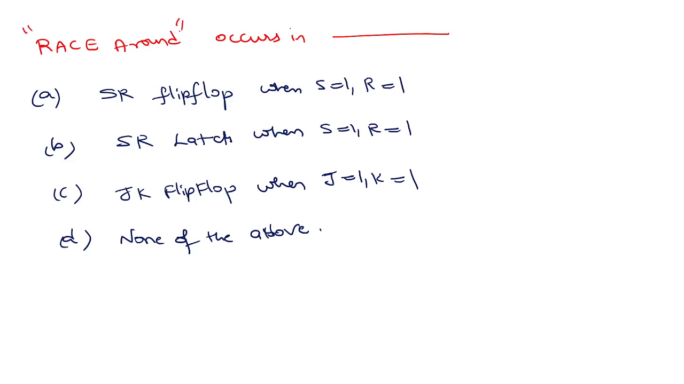That's why I wrote it back to back. Race around occurs in. Just give me a minute, guys. I'll be back. Race around occurs in. Try this.